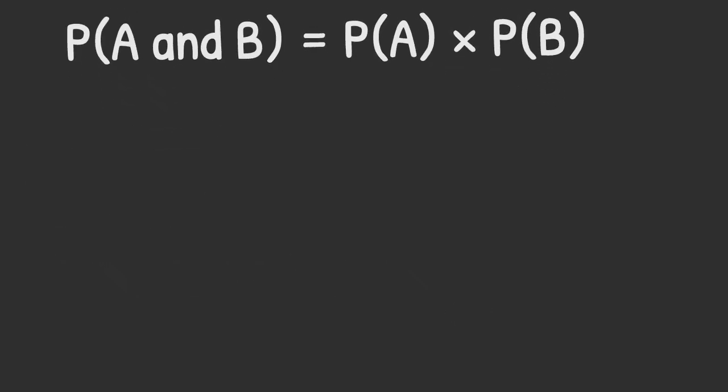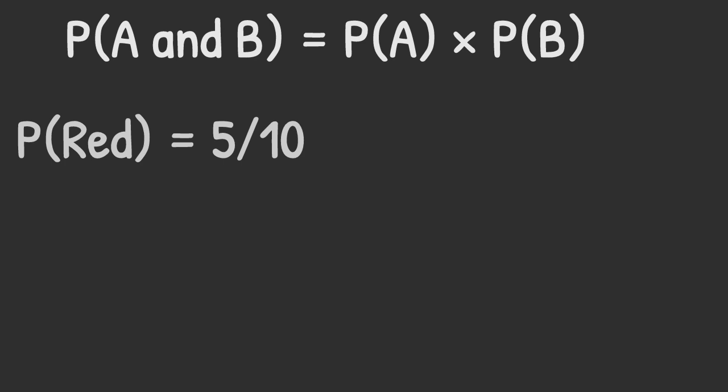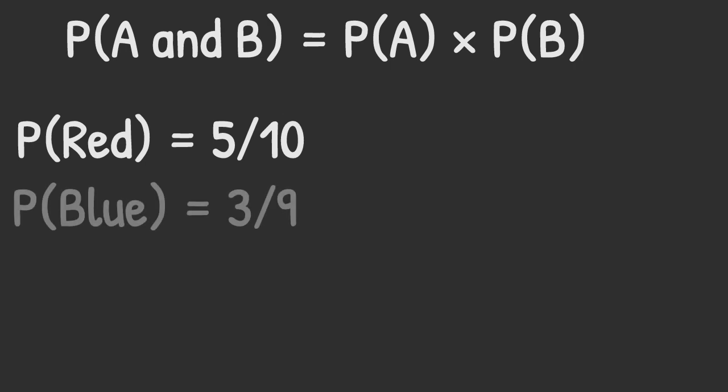Have the formula at the back of your mind. The probability of a red ball is equal to the number of red balls, which is 5, divided by the total number of balls, which is 10. The probability of picking a blue ball is equal to the number of blue balls, which is 3, over the number of balls left, which is 9.